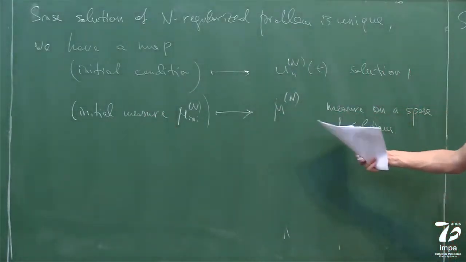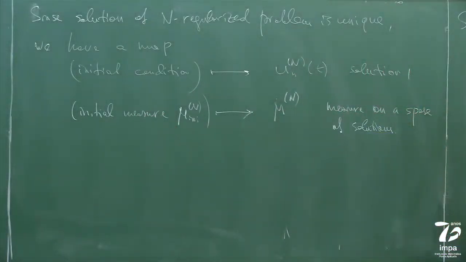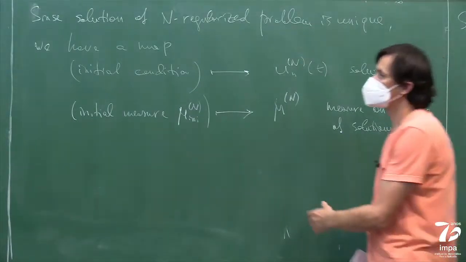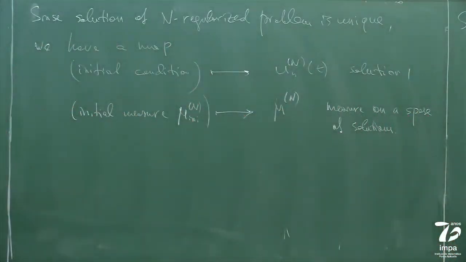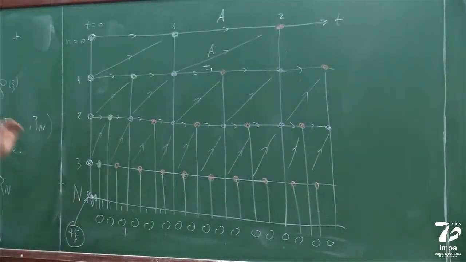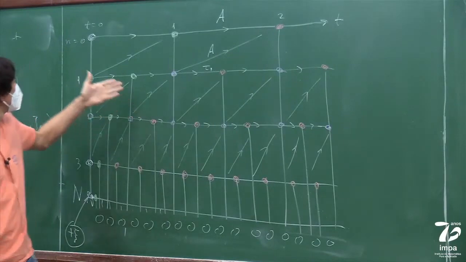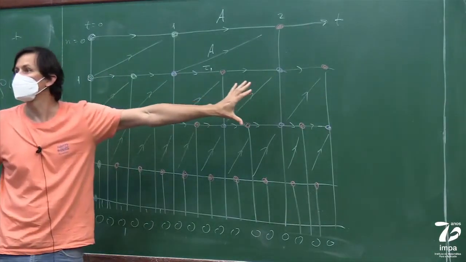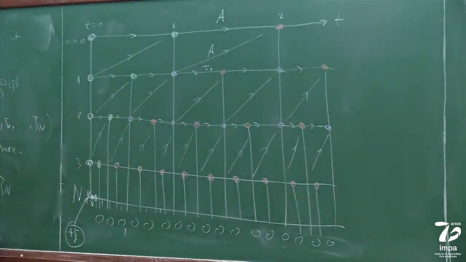And we know where this measure lives because we know all the solutions, given initial conditions. Well, for each given initial condition, we have a finite dimensional space of solutions. So it's a well-defined construction.